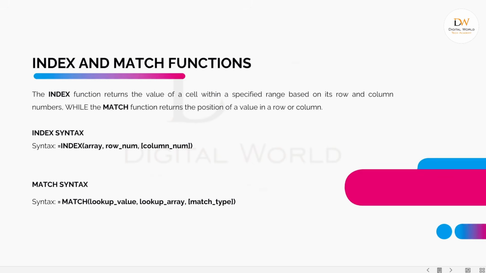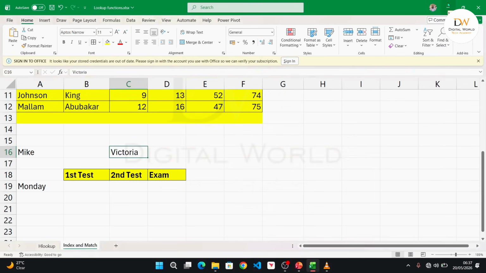So the formula for index is the array and then the row number of where our information is, or the column number. Then for the match, we have the lookup value, what we're looking for, the lookup array, then the match type. Now let's take a look at practical examples in Excel.